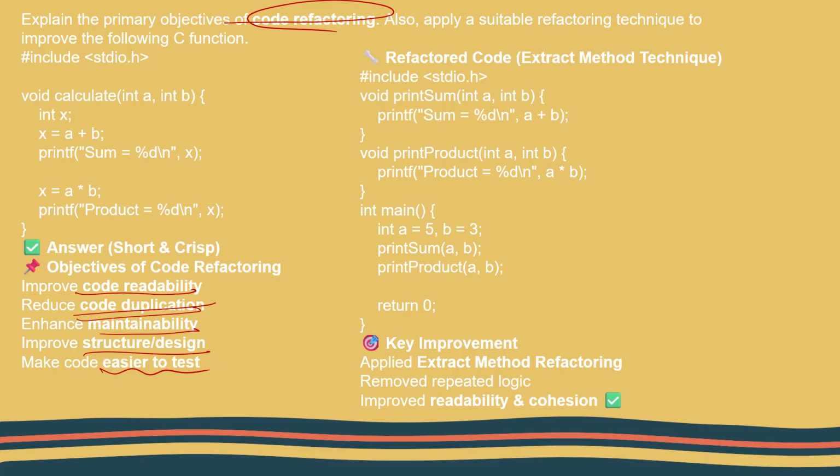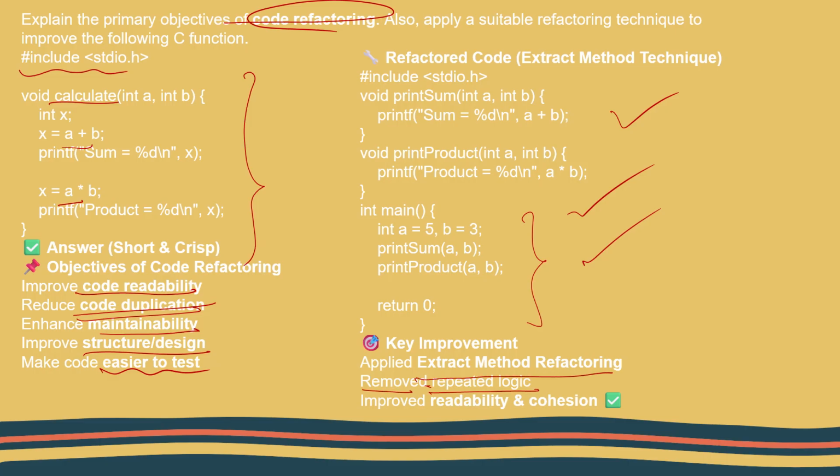So now you've been given a C code where you calculate the sum and the product. Now both are calculated in the same function. Don't you think they should be different functions, where one function should calculate sum and one the product? So this is what we have done. And this method is known as extract method refactoring, where we remove the repeated logic and improve readability and cohesion.